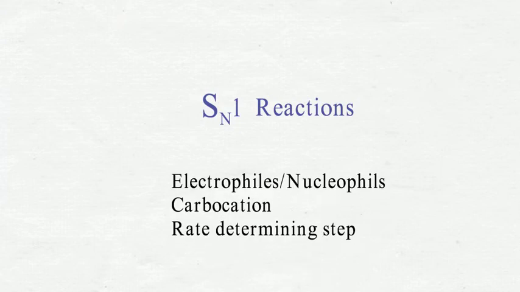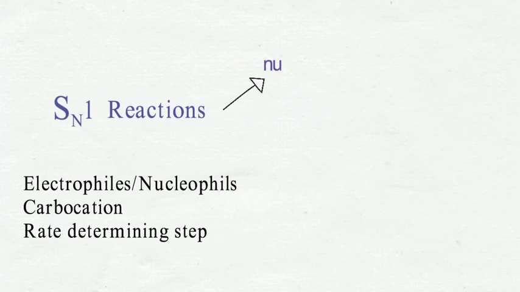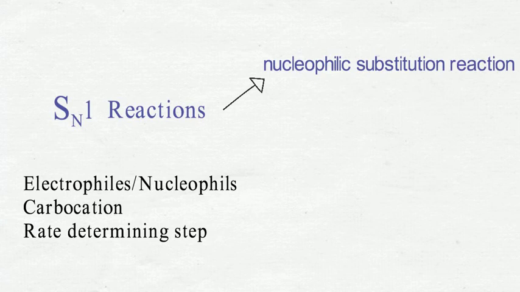Today's topic, SN1 reactions. This lesson requires familiarity with nucleophiles, electrophiles, carbocation, and reaction rate concepts. SN1 reaction is a type of nucleophilic substitution reaction. Substitution means replacing one thing by another. Thus, a nucleophilic substitution reaction means substitution of one nucleophile by another, as shown here.